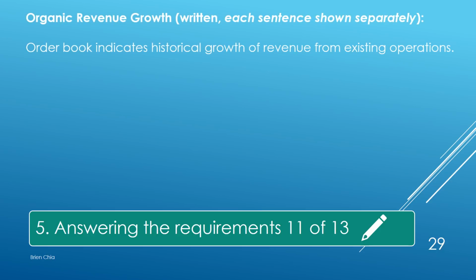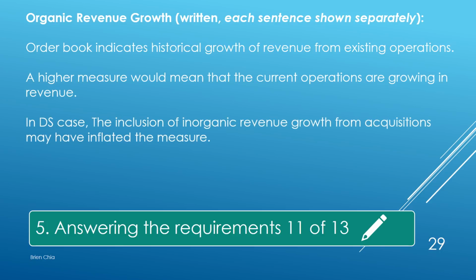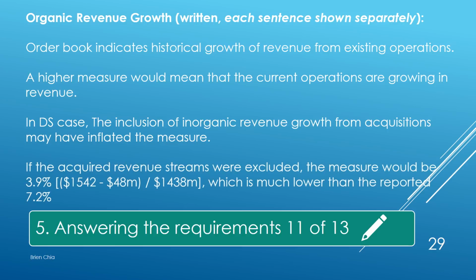The answer would be more fleshed out because we have time to do the calculations. So organic revenue growth indicates historical growth in revenue. A higher measure means current operations are growing in revenue. In DS's case, the inclusion of inorganic revenue growth may have inflated the measure. And I've included a calculation over here. If the acquired revenue streams were excluded, the measure would be 3.9%, which is much lower than 7.2%. That's a 3.3% difference. That's quite a lot of a drop as far as growth is concerned.